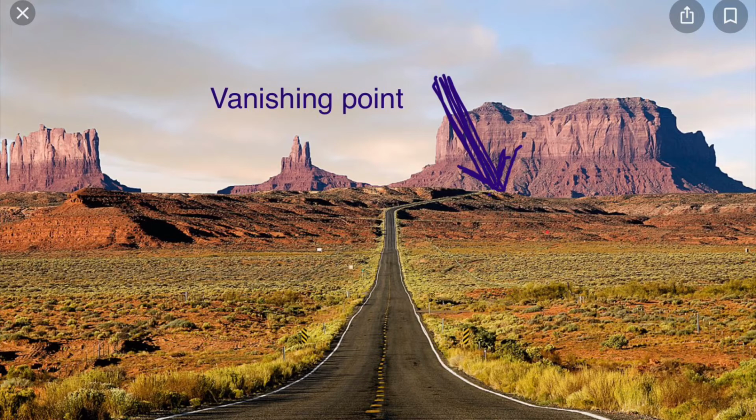In this picture now, there are the mountains again in the faraway distance, and the size of them is a lot smaller. There also is a road, and the road is going back to a certain kind of point on the horizon line, and the road seems to disappear. This is called the vanishing point. We've done this in our space review.